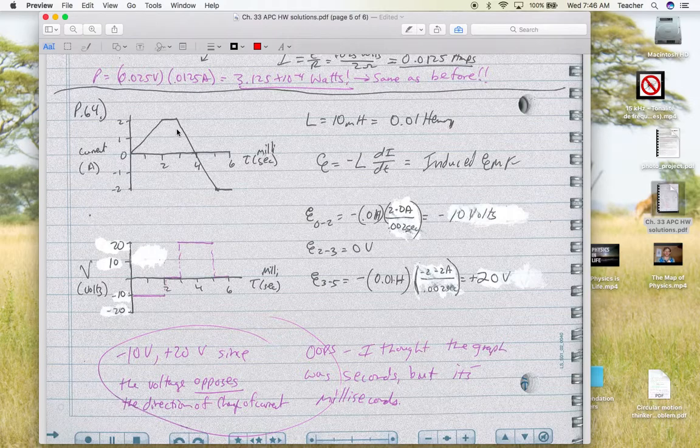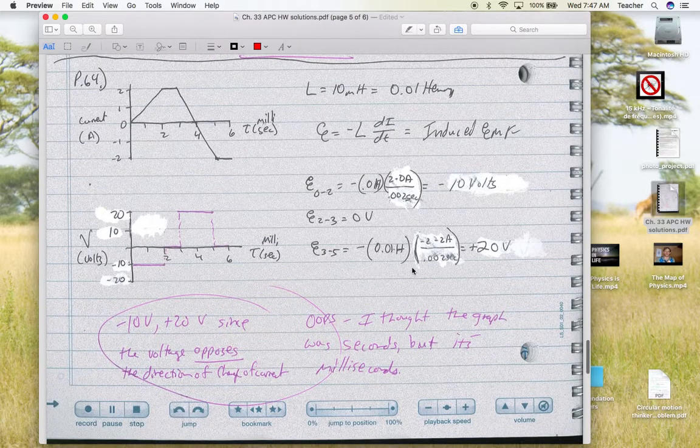And down here from 3 to 5 seconds, we've got a negative slope. So it's negative 4 amps over 2 seconds. Sorry, so negative 2 minus 2 is negative 4. But we're multiplying that by a negative inductance in the front because we oppose that change, so that gives us a positive 20 volts. So again, it's basically the negative of the derivative of this that would give us the EMF.